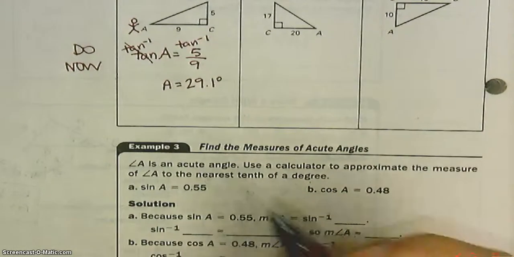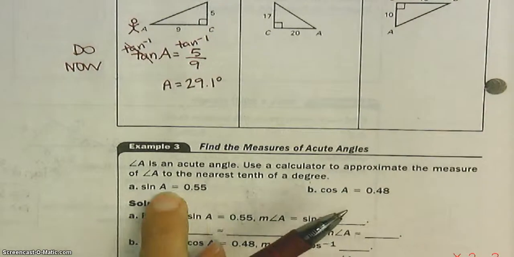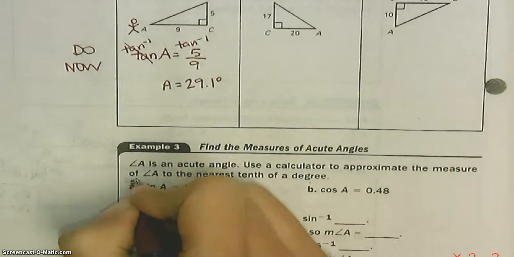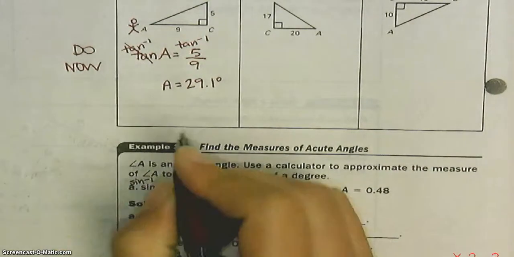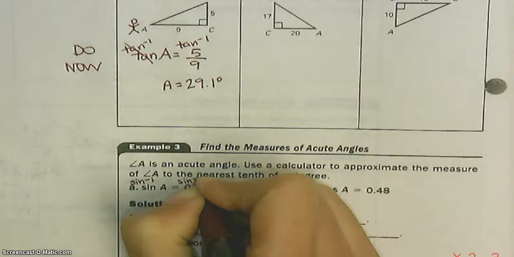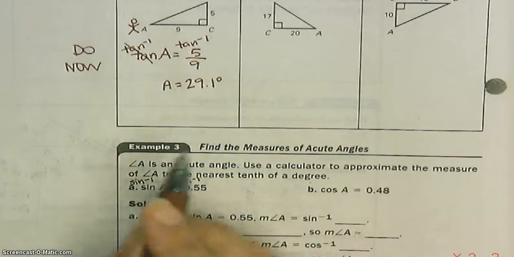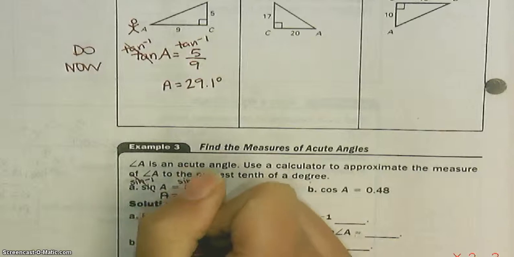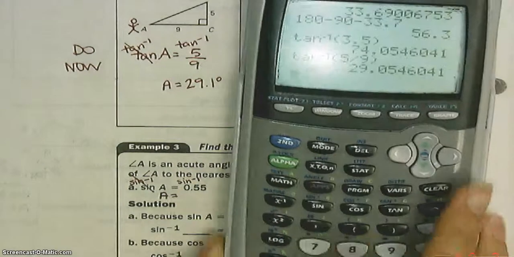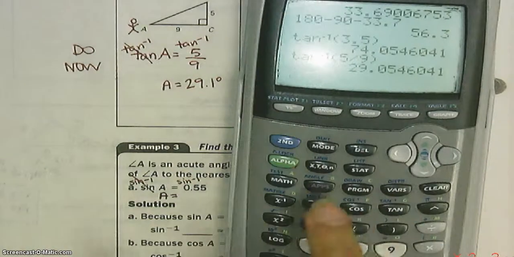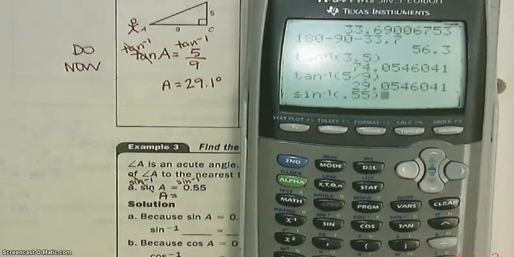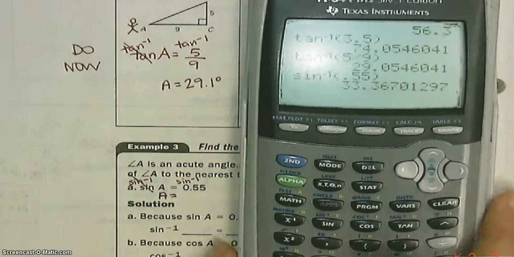Now here, we have to find angle A. We have to get rid of sine. To get rid of sine, we use sine inverse. Have to do it to both sides. The sine inverse and regular sine are going to cancel, and A is equal to, now we're going to press second sine and put in 0.55, 33.4 degrees.